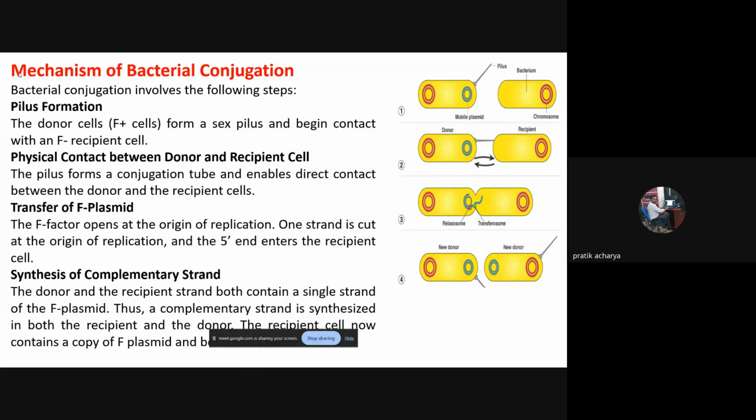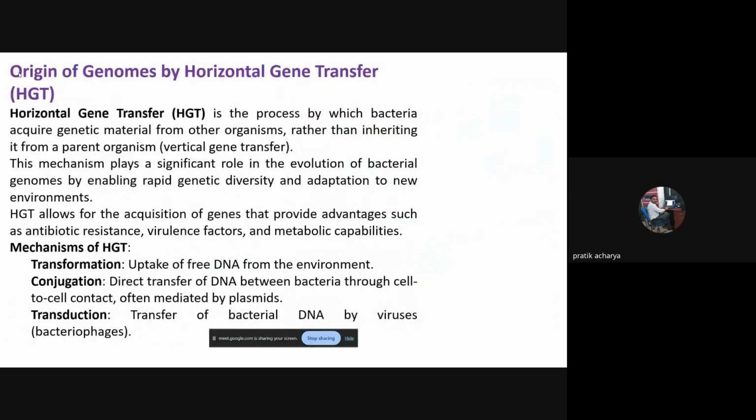Then the second process, conjugation. What does conjugation actually explain? The direct transfer of DNA between bacteria through cell to cell contact. It is a kind of reproduction which is considered sexual reproduction in bacteria. That is the peculiar type of reproduction in bacteria.